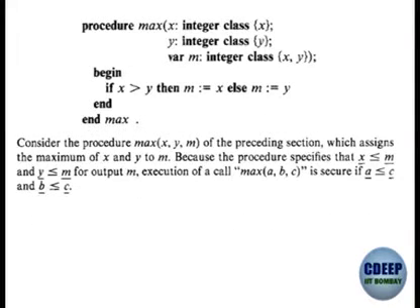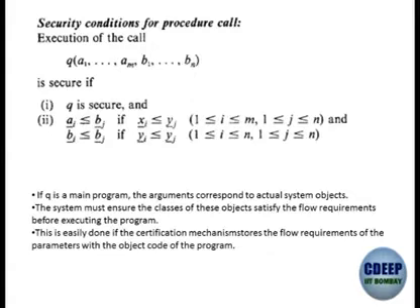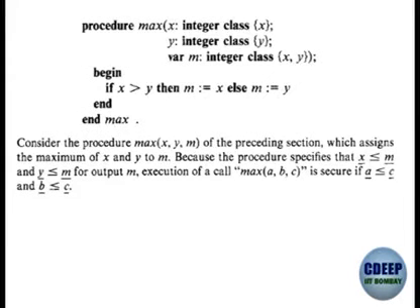Now consider again the same procedure max that we considered earlier. Given two numbers, obtain the maximum of these two values. X has the class X and Y has the class Y, and M has the classes of both X and Y. The body of the program is just: if X is greater than Y, then M equals X, otherwise M equals Y. Now if you consider this max procedure like the Q of A1 to AM, it becomes max of X comma Y comma M, which assigns the maximum value of X and Y to M.